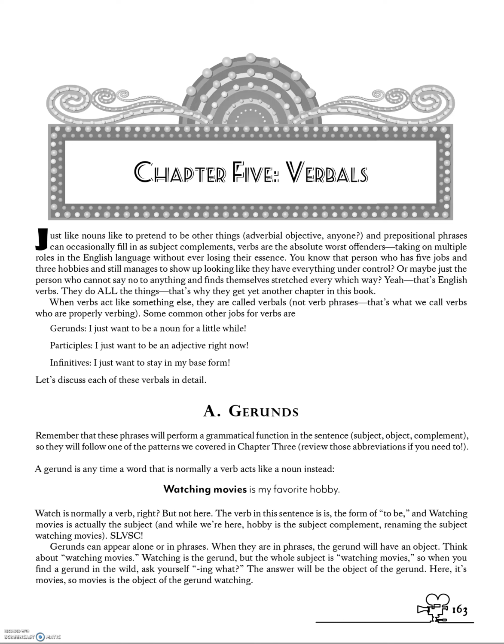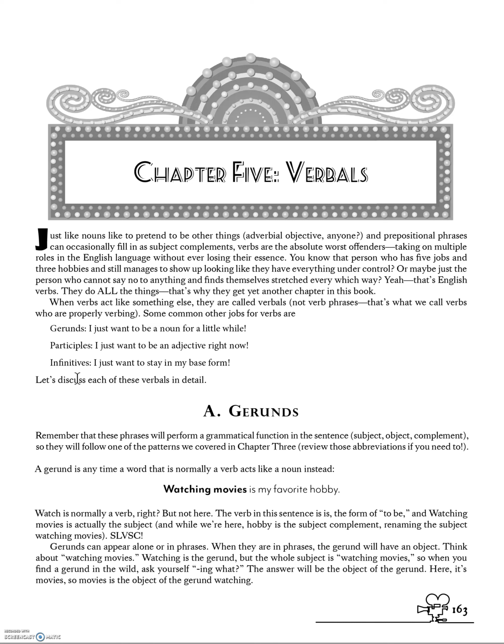And when your verbs aren't verbing, meaning they're not being the action in the sentence, we call them verbals because they are made out of words that usually show action, but in these cases, they're doing something else. And the three things that they can do is they can be gerunds, which is when a verb acts like a noun. They can be participles, which is when verbs act like adjectives. And they can be infinitives, which is when verbs want to stay in their base form, which is the to form, right? To sing, to dance, to speak.